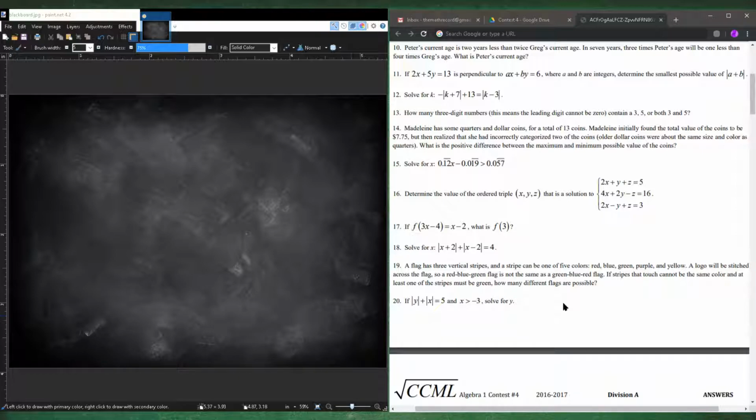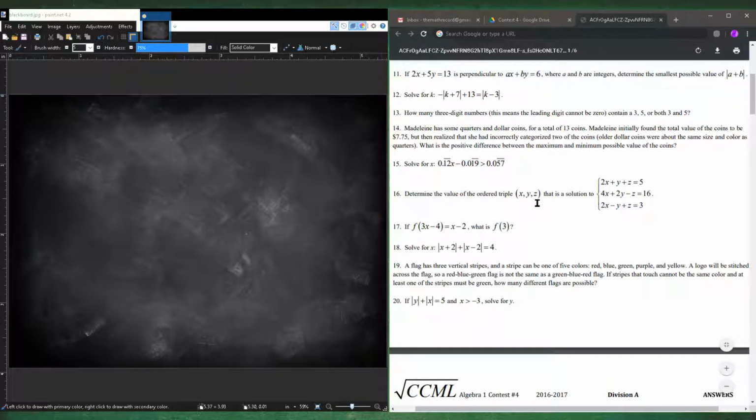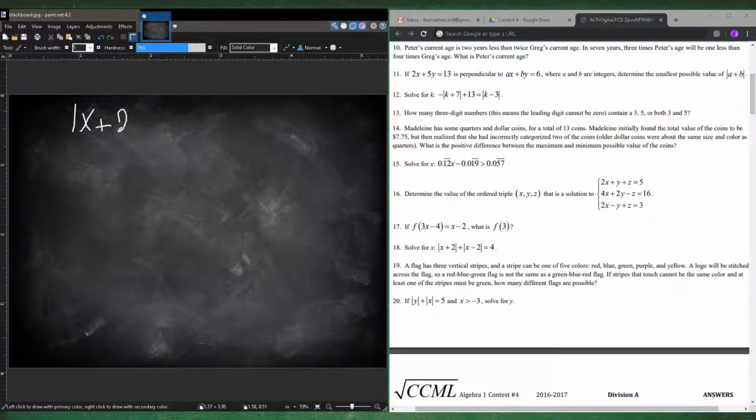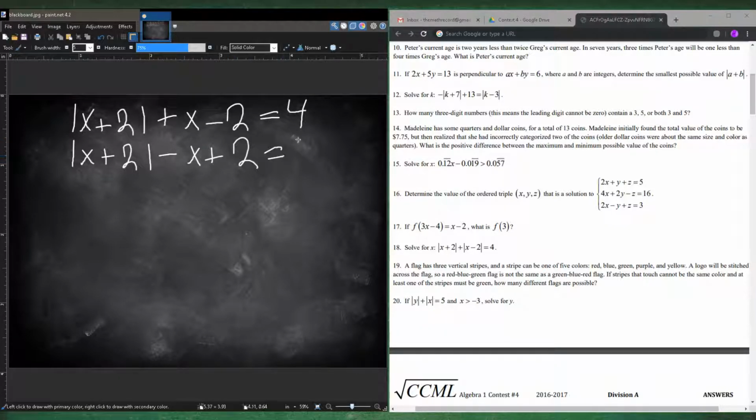Question 18, solve for x. The absolute value of x plus 2 plus the absolute value of x minus 2 is equal to 4. So same case as how I did for 12, we're just going to split into parts. So we're going to have x plus 2 plus, let's say it's just positive, so just x minus 2 is equal to 4. Or you have x plus 2, absolute value, and then you have the negative versions of those, so it's negative x plus 2, which is equal to 4.